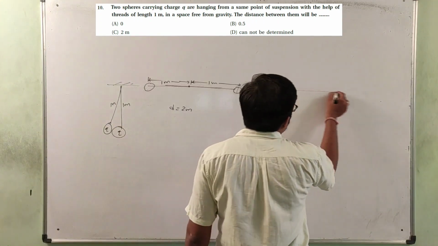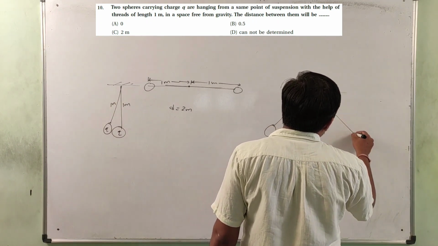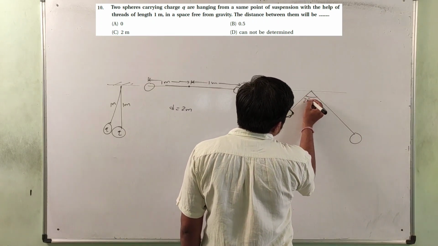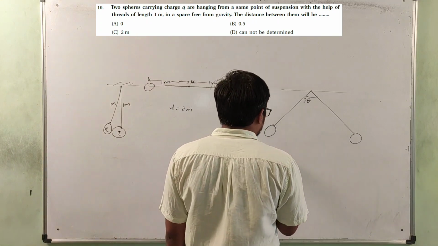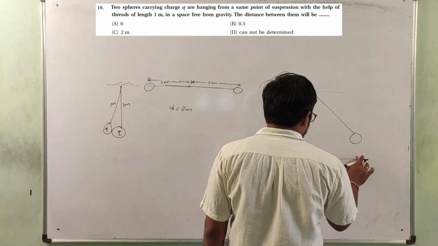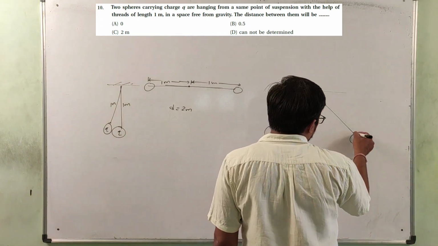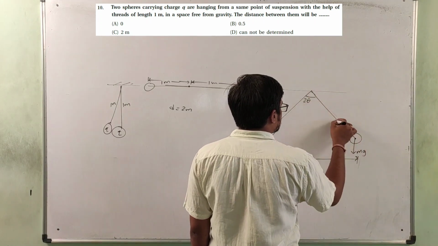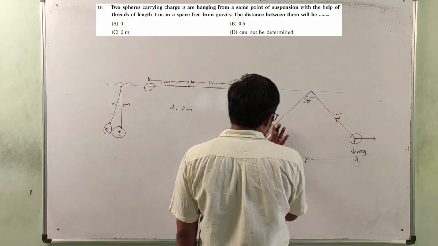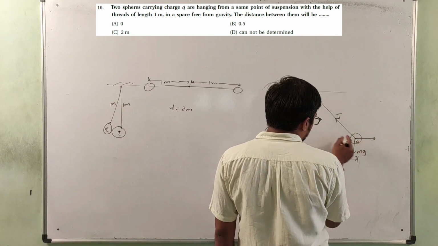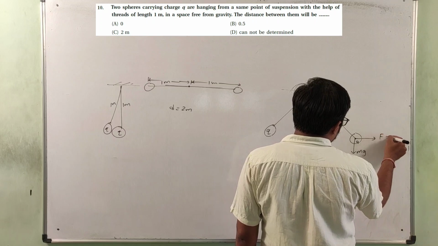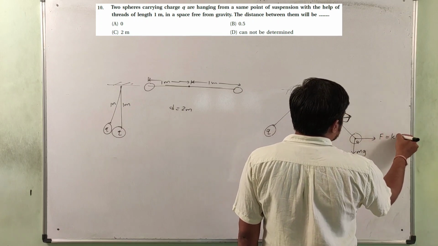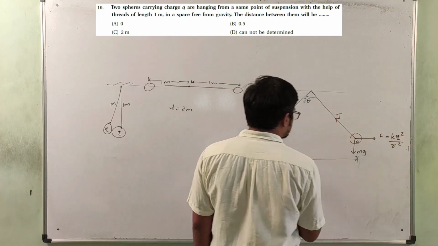Whenever gravity is present, what happens? Another force, mg, the gravitational force, also acts. So these two spheres are at an angle 2 theta from each other, or you can say they are placed at linear distance r from each other in this equilibrium condition. In this equilibrium condition, the forces acting on these spheres are mg, the tension in the thread, and the repulsive force due to the other sphere's charge q, which pushes this sphere away. So this becomes k q q, that is k q squared by r squared, where r is the distance between them.